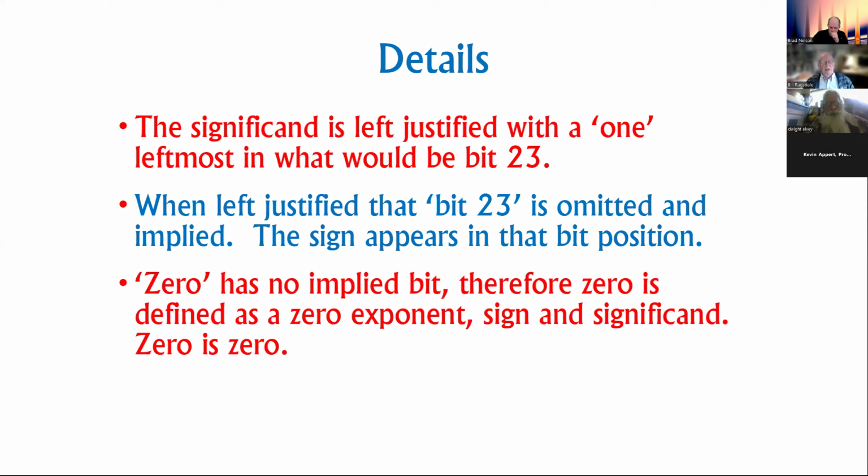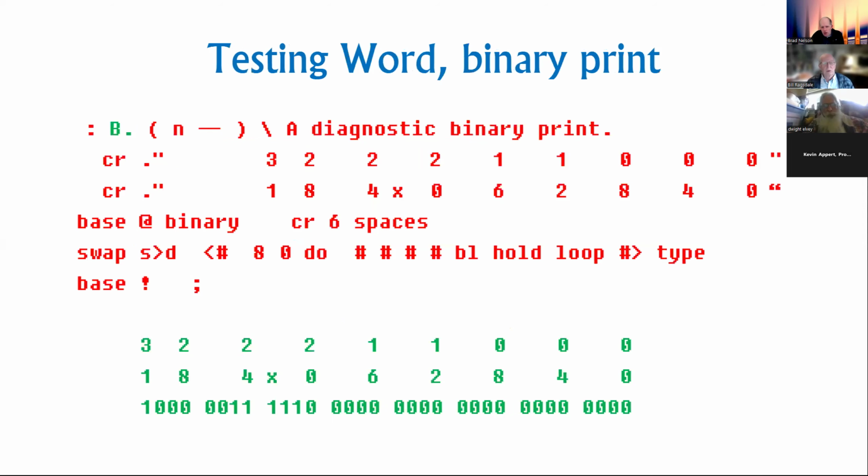There are representations in which it is not normalized. In that case, all bits are present, but we're only going to talk about the normalized case. And another little trick is that 0 has no place to have an implied 1 bit. There is no way to left justify a 0. There are no bits there. Therefore, it's a special case that the number 0 is always defined as a fully 0 value. All 32 bits are 0: 0 exponent, 0 sign, 0 significand. 0 is 0.